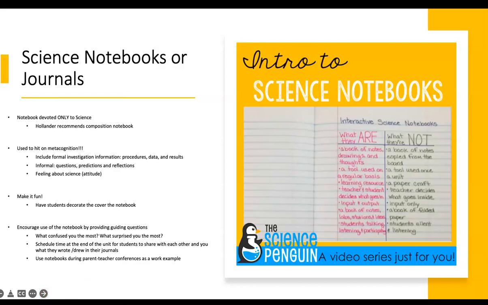Another one are science notebooks or journals. So I'm a big proponent of these. You can purchase composition books for 88 cents at the drugstore. If Dirt Cheap or another discount store comes back online after Ida, you can sometimes buy composition books, those black and white swirly books, for a nickel. And this notebook is devoted only to science.